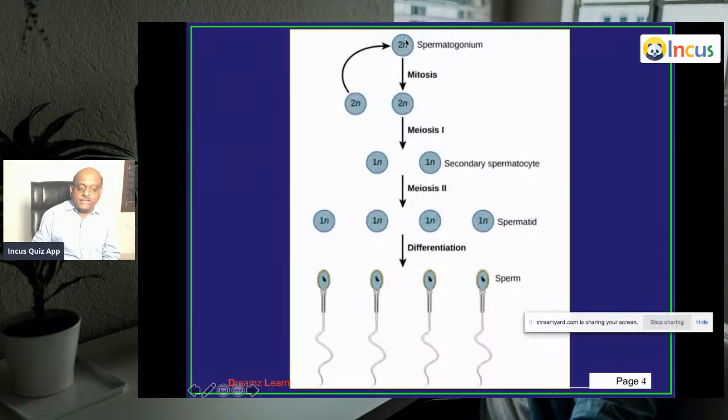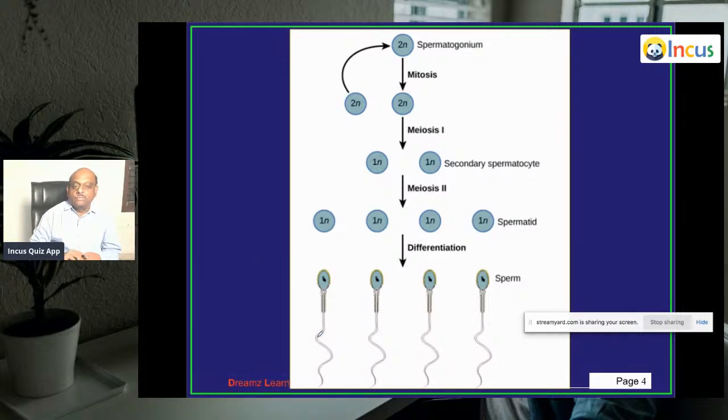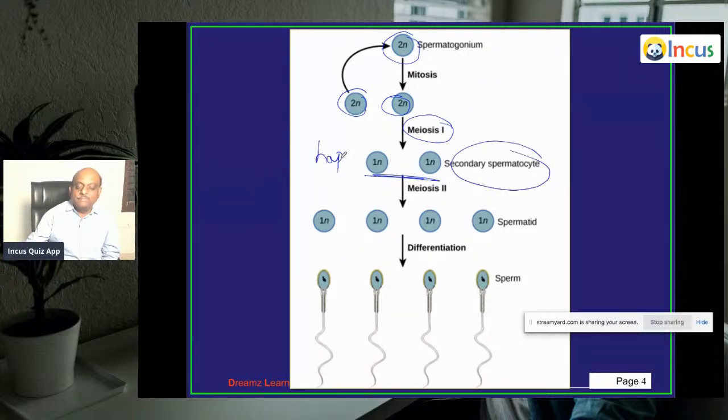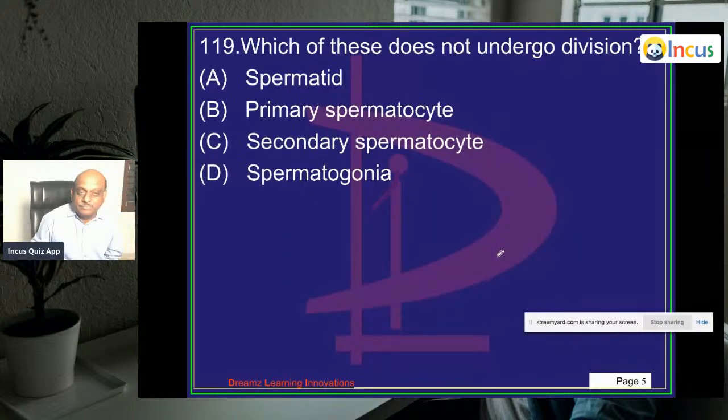Secondary spermatocyte is haploid. So you should know the spermatogonium is 2n. On mitosis, it is still 2n. On meiosis 1, it forms secondary spermatocyte, which is haploid. That undergoes meiosis 2 to lead to spermatid formation, which is also haploid. That undergoes differentiation to form the sperm is what you need to remember.